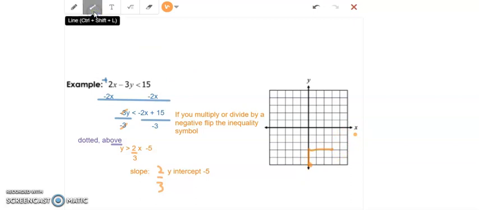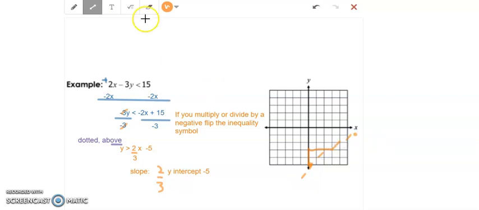And what I want to use is the straight line tool. Because y is greater than 2/3 x minus 5, I'm going to have a dotted line because it's not equal to, and then because y is greater, I'm going to shade above. So I'm going to have my dashed line looking like this.